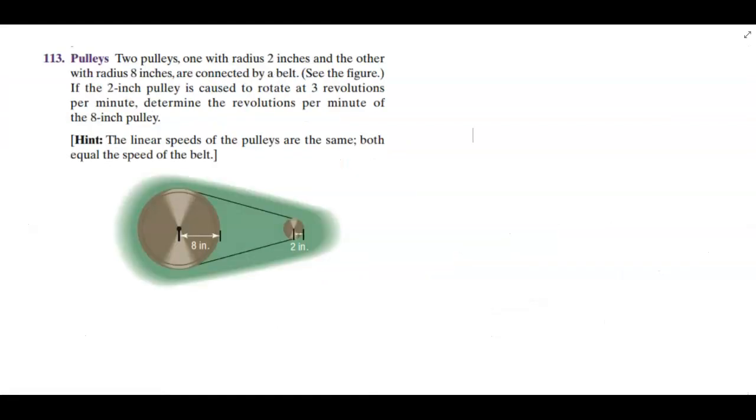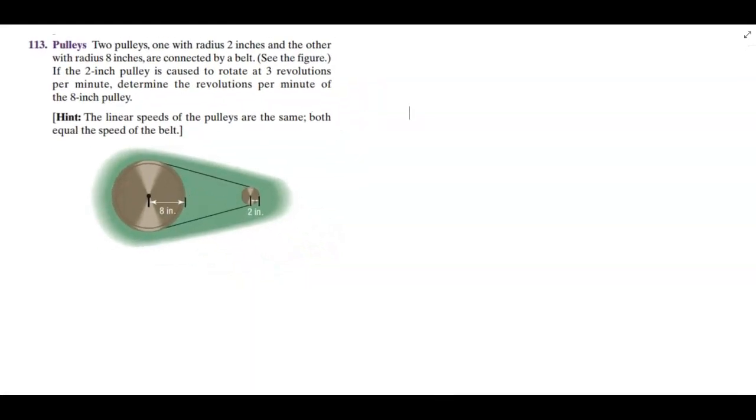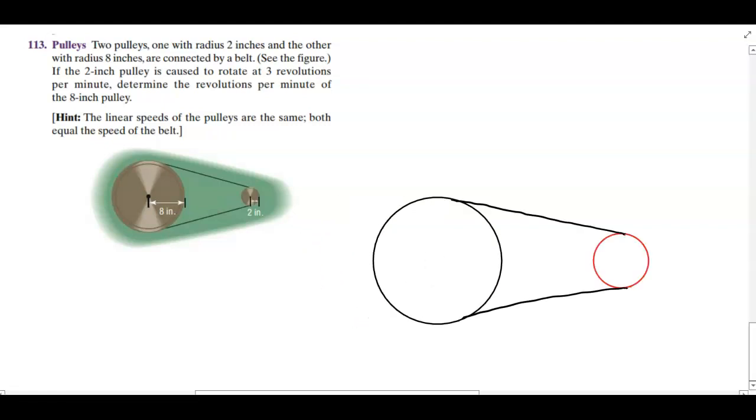All right, so let's try the pulley problem. So you might want to read it first. Maybe you already have in the book. So let's draw 2 pulleys. Okay, so what it says is that the small one has a radius of 2 inches, and the large one has a radius of 8 inches.